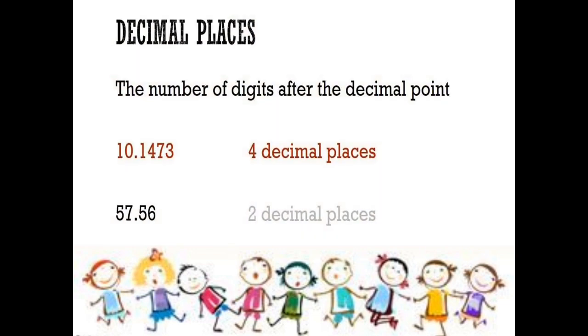Now students, next is decimal places, and it says that the number of digits after the decimal point is known as decimal places. For example, in 10.1473, now students, if you will count the number of digits after the decimal point, then there are 4 digits. So 4 is the number of decimal places in it. And second example says that 57.56, and here if you will count the number of digits after the decimal point, so we are having 2 digits here. So 2 is the number of decimal places in this example. Hopefully it is clear to you.